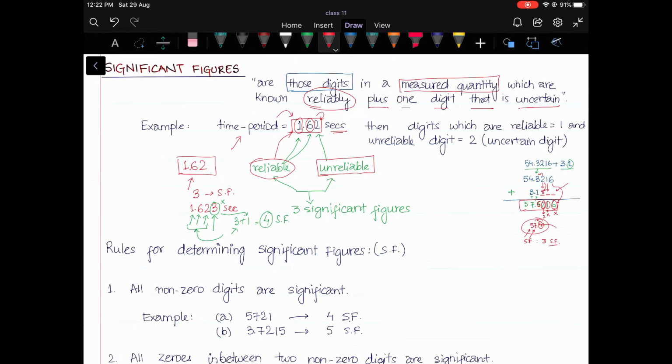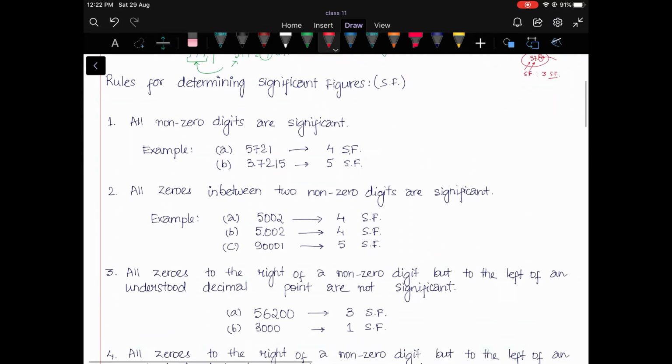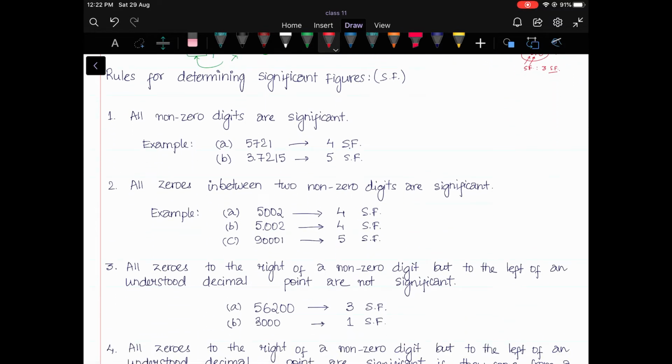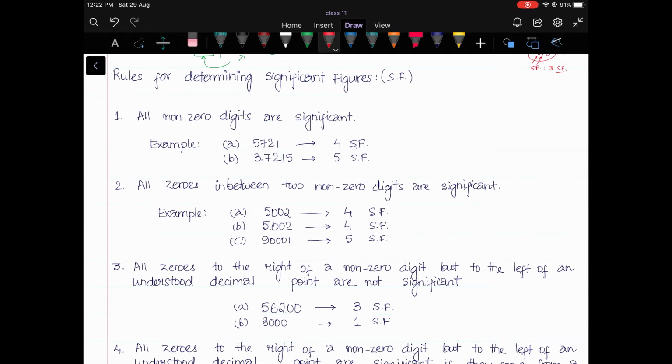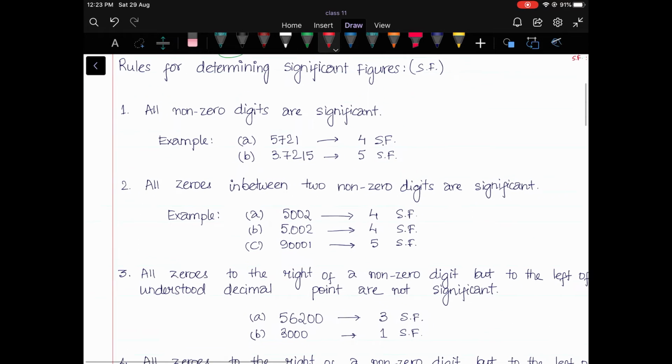So basically, when we are writing a measurement, we should be very clear of what we are writing, how we are writing, and what it means. There are some rules that we can talk about in discussing significant figures, and from now onwards, whenever we write a given measurement, we will look into it in terms of significant figures. Let's look at the first rule.